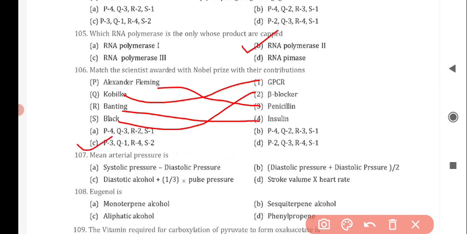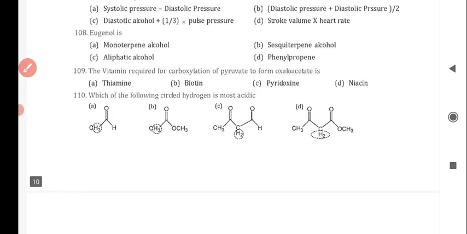Next question is mean arterial pressure is, and the correct answer is option C, that is diastolic pressure plus 1 by 3 into pulse pressure. Next question is eugenol is, and the correct answer is option D, phenylpropene. Next question is the vitamin required for carboxylation of pyruvate to form oxaloacetate is, and the correct answer is option B, biotin. Next question is which of the following circled hydrogen is most acidic? And the correct answer is option C.